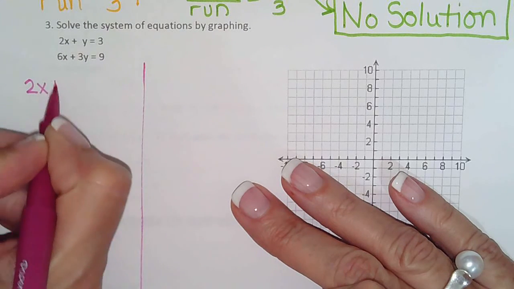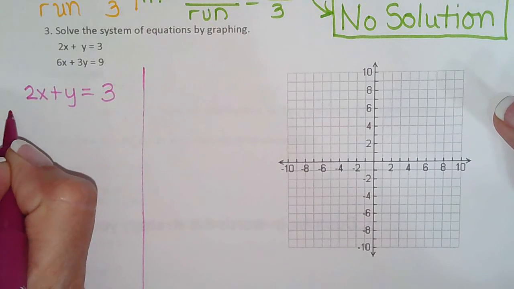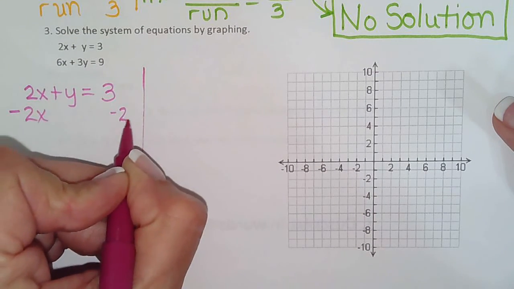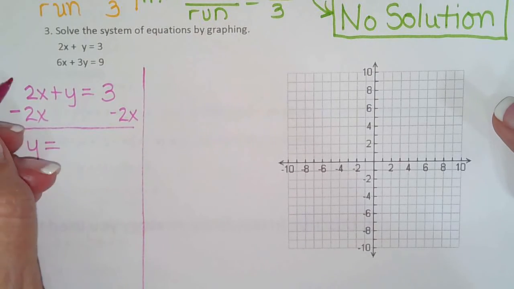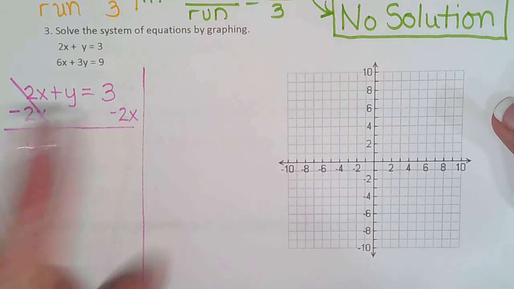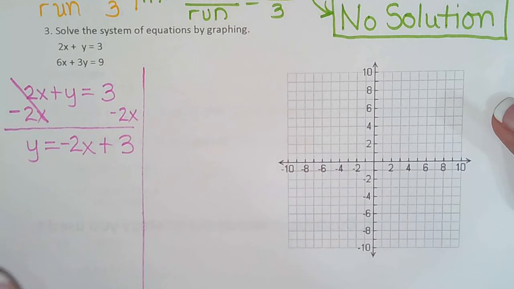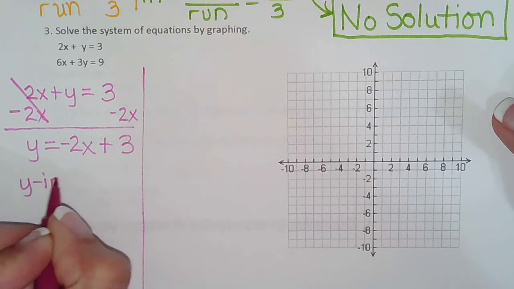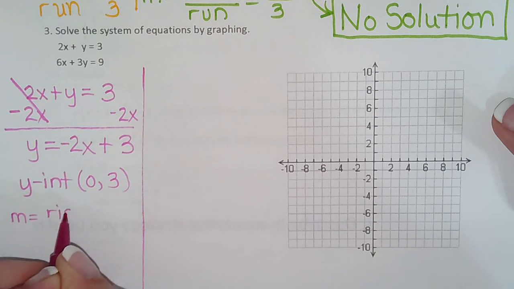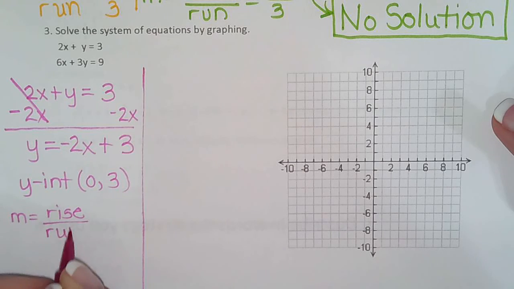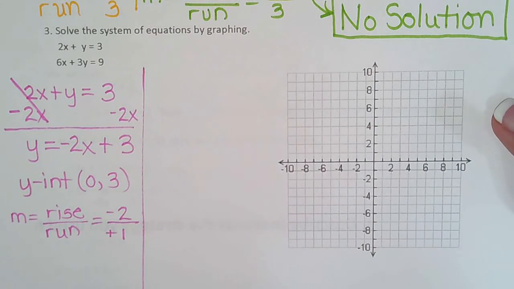So 2x plus y equals 3. Ooh, I love it when they give us these easy ones. So subtract 2x, and see why it's easy? Because there's nothing in front of the y, so it's a one-step problem. So y equals negative 2x and positive 3. So my y-intercept is 0, 3, and my slope, or rise over run, is negative 2 over positive 1. Don't forget that. The denominator is always positive.